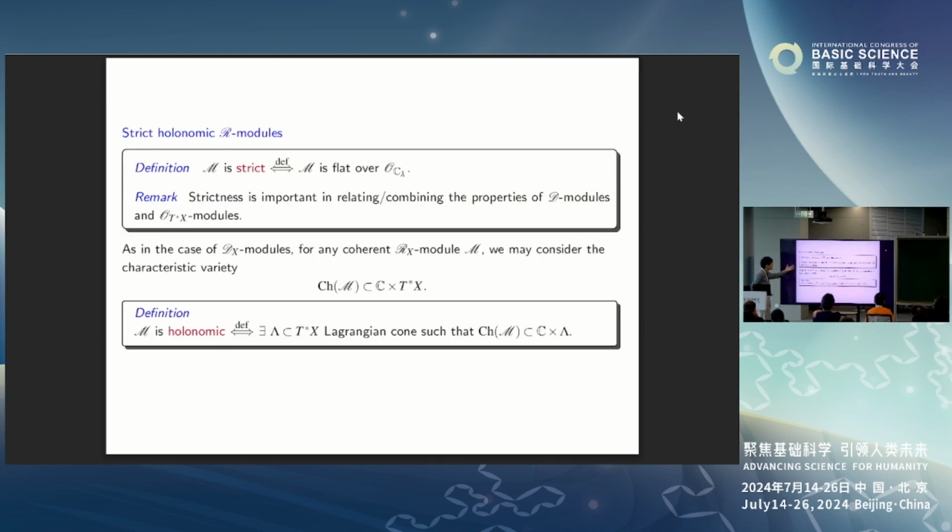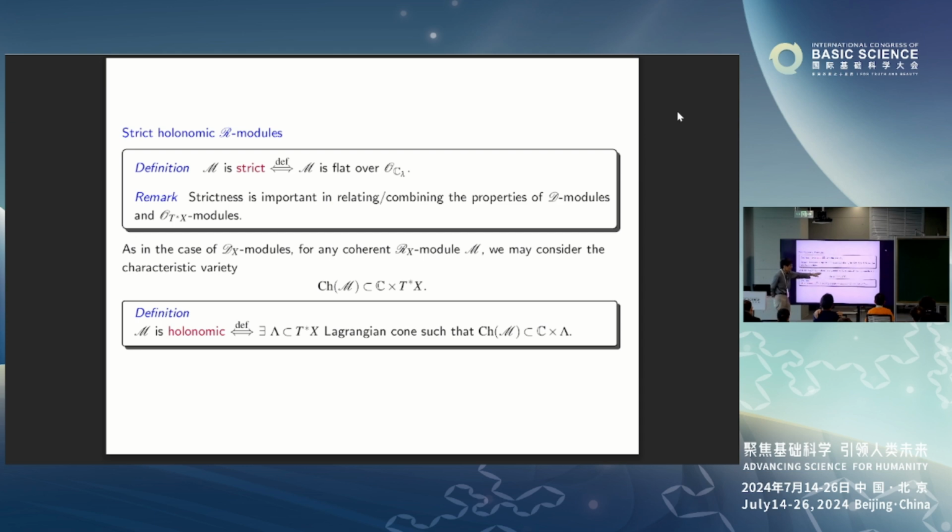And one of the important conditions is the strictness. We say an R module is strict if it is flat over O_C_lambda. And this condition is important in relating or combining the properties of D modules and O(*) X modules. And as in the case of D modules, we also consider the holonomicity condition.